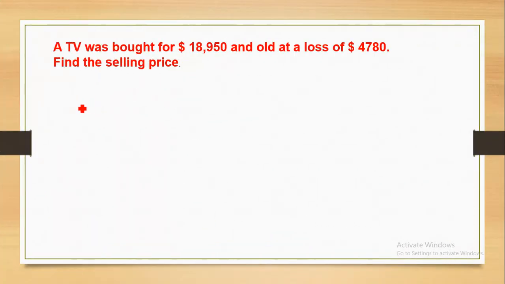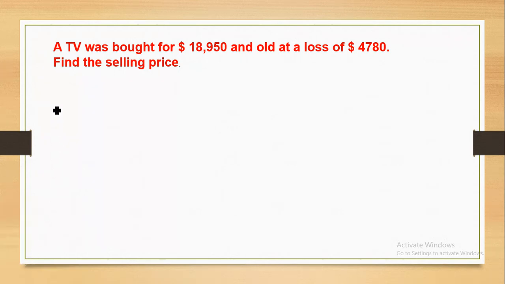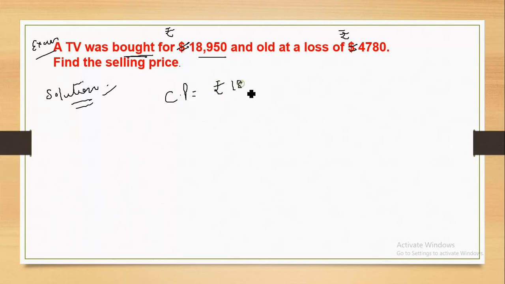Next, these are the examples that I have written, so I'm sharing the solution of it, how you can solve it. Here it says, this is an example. A TV was bought for rupee 18,950. Here we'll consider Indian currency, the case is in rupee. A TV was bought. Bought means the purchased one. So CP is already given, that is 18,950.